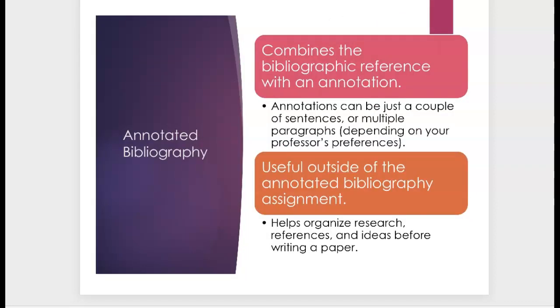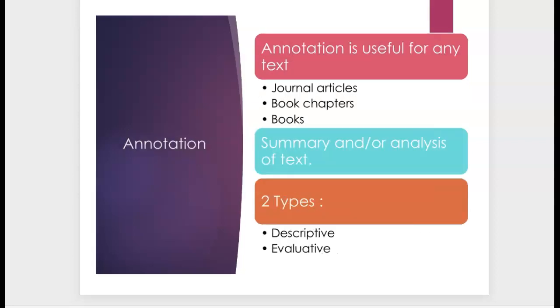An annotated bibliography describes, gives publication information for, and evaluates each work on a list of sources. They're useful in that they allow you to compile your research, understand the content of your various sources, and organize your ideas before actually writing a paper. An annotation can be useful for any kind of text: journal articles, book chapters, news articles, interviews, or whatever form of text your source happens to be.